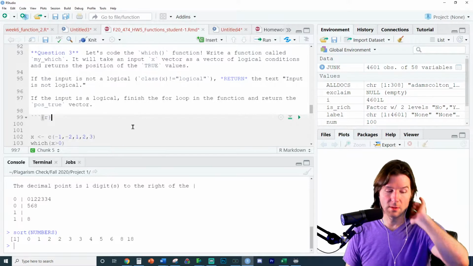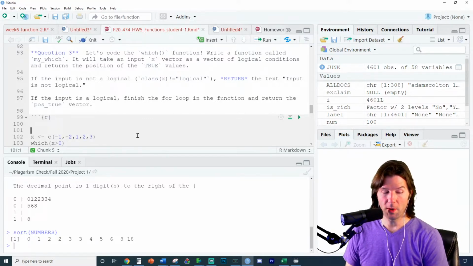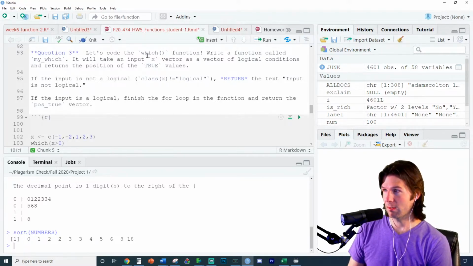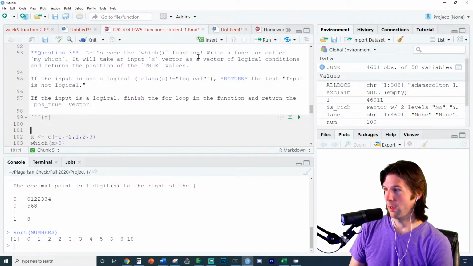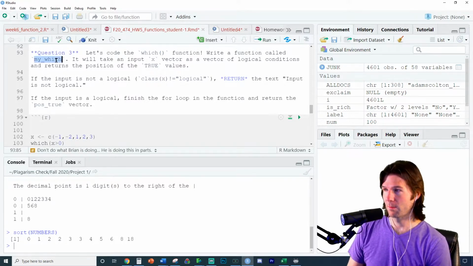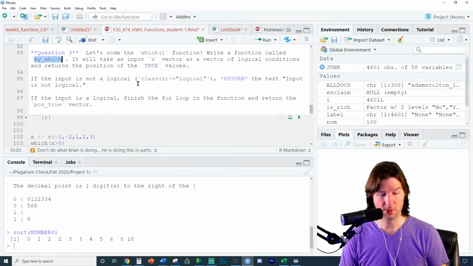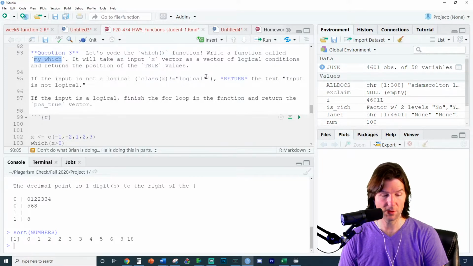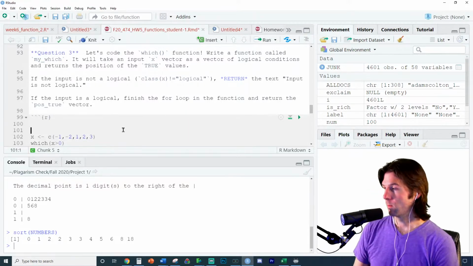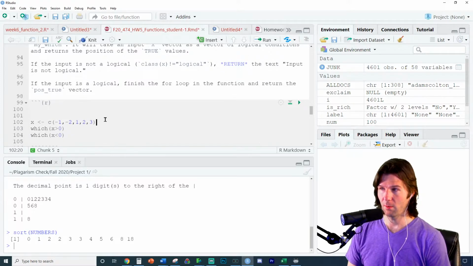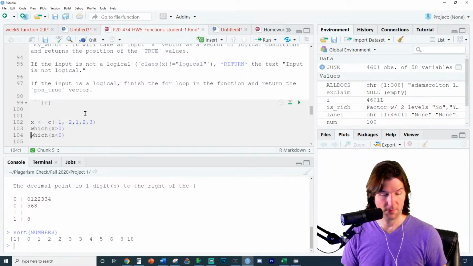So the first thing we need to do is think about what we're going to run on this. It says, write a function called myWhich, which takes an x input, a logical vector, and returns the positions of the trues. It will take an input x vector as a vector of logical conditions and return the positions of the true values. So if the input is not logical, there you go. When we do this, we want to see that we actually have it working. Let's try this out.